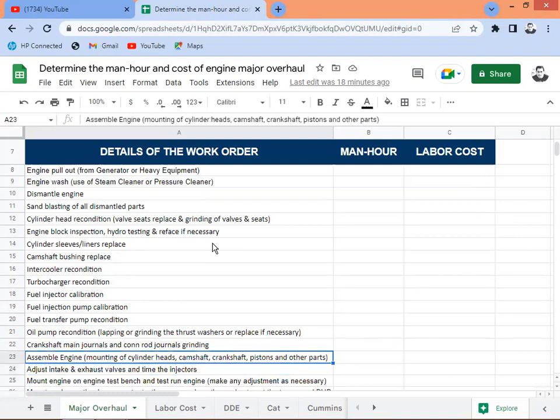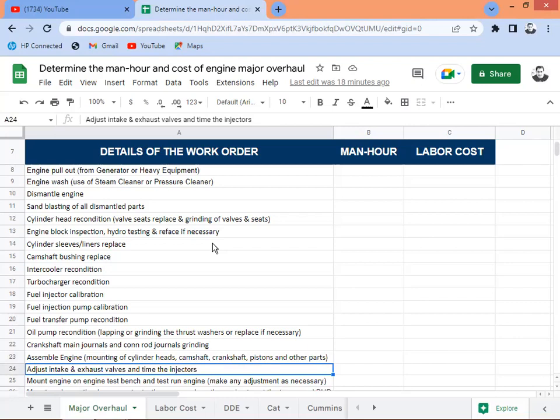When all the parts are ready, then we're going to assemble the engine. The mechanic, rather, is going to assemble the engine, like mounting of cylinder heads, installation of camshaft, crankshaft, pistons. It takes some time to do these things, and other parts like installation of a turbocharger, installation of the water cooler, installation of so many other things. Then adjust intake and exhaust valves and time the injectors.